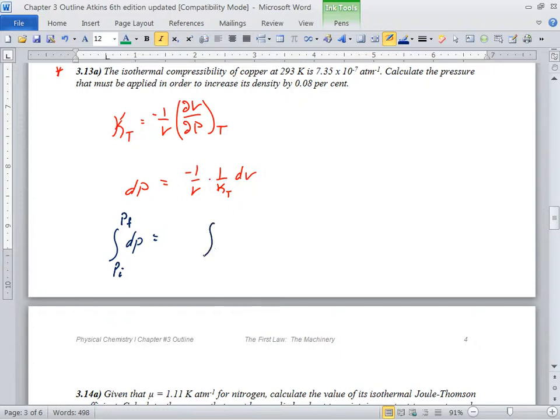Because I have this integral, right? V initial and V final. So I'm going to pull that 1 over kappa t out. I can pull out the negative sign, too, to make it easier. Can I pull out the V? No, because it's dV, right? You better not do that.